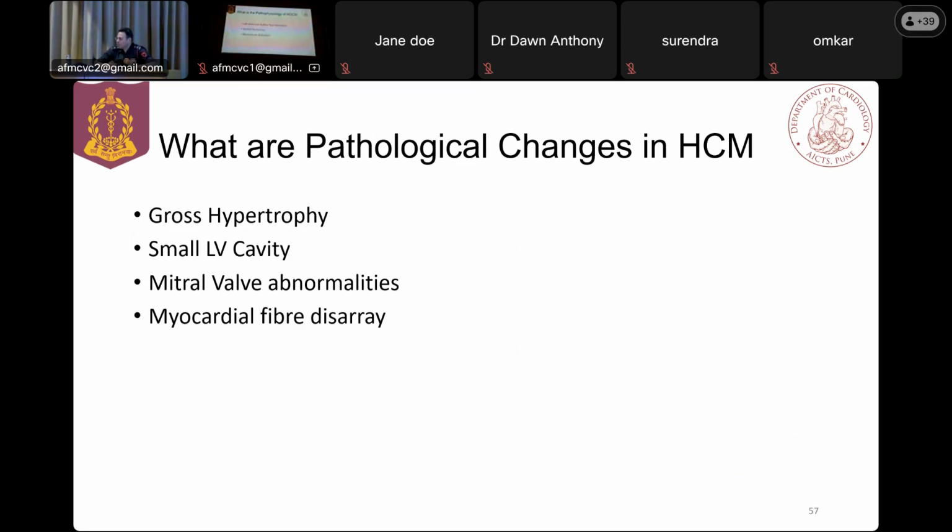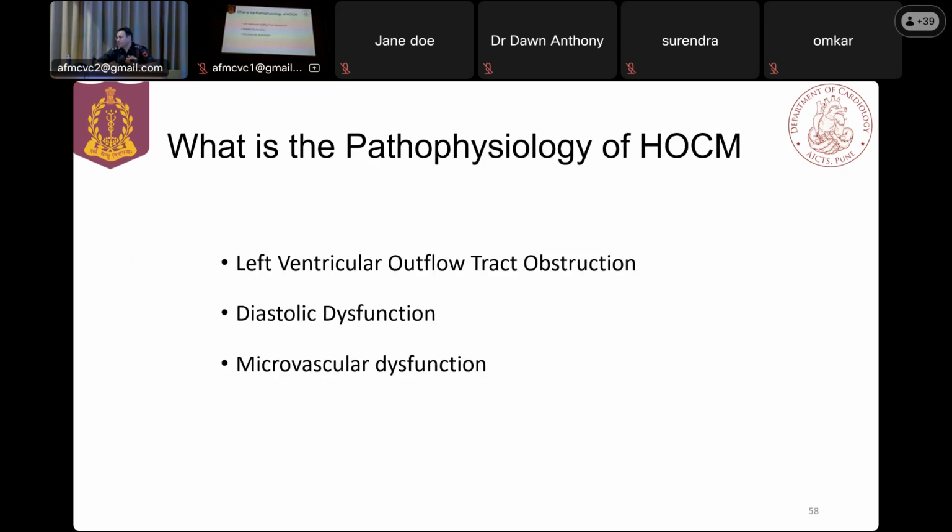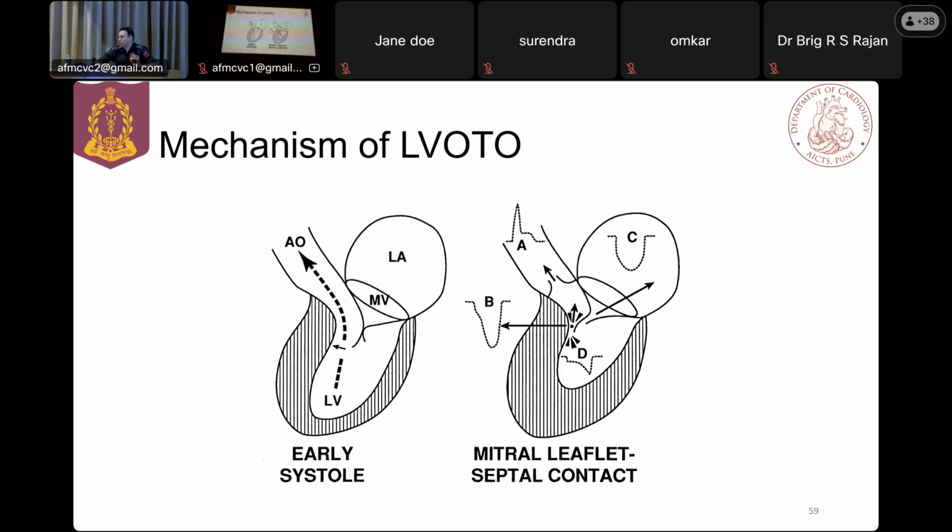So what pathophysiology does it cause? First is left ventricular outflow tract obstruction, as we have seen in our case, because of which the patient is symptomatic. Then diastolic dysfunction, with symptoms of heart failure with preserved ejection fraction. They can have PVH because of decreased ventricular compliance. With that LA pressure rises, pulmonary venous pressure rises, and the patient becomes symptomatic with breathlessness. Then third is microvascular dysfunction, as our patient had angina also. So coronary microvascular dysfunction.